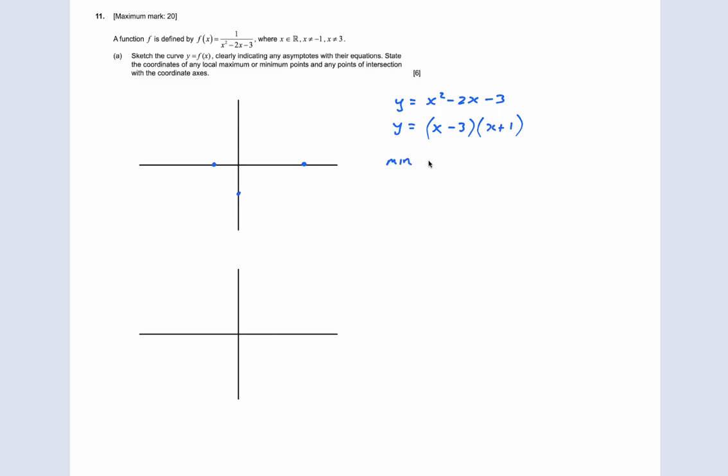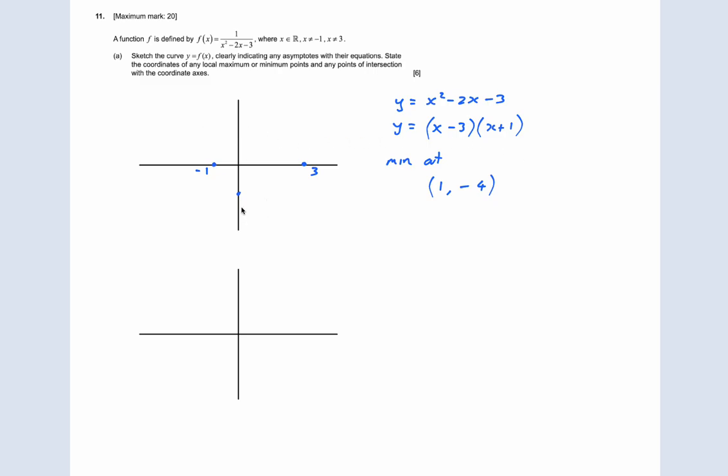The min is at, you can do minus b over 2a, which is 2 over 2, which is 1, or just recognize it's halfway between. So this is -1 and this is 3. The x coordinate of the minimum is halfway between -1 and 3, which is 1. Then to find the y coordinate, we sub 1 in here. 1 squared minus 2 minus 3 is -4.